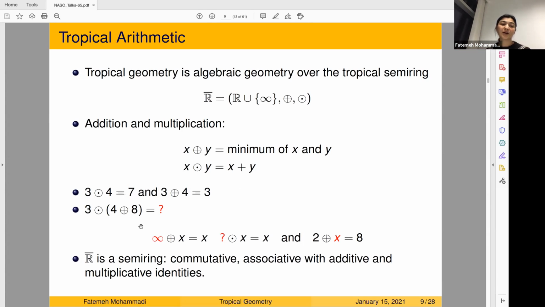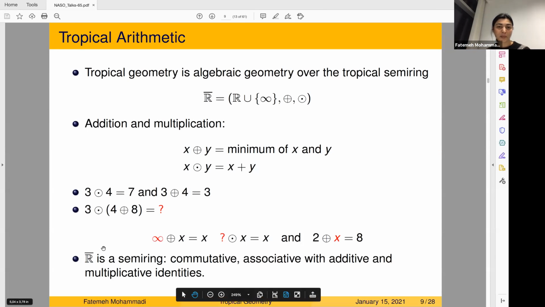Okay. And I would like to pause here for maybe 30 seconds and ask you to think about it and tell me what this number would be in the tropical world. That would be 3 tropical multiplication with the tropical sum of 4 and 8. And then maybe you can write your answers in the chat. And if you get enough answers, someone tells me, and then I stop and continue.